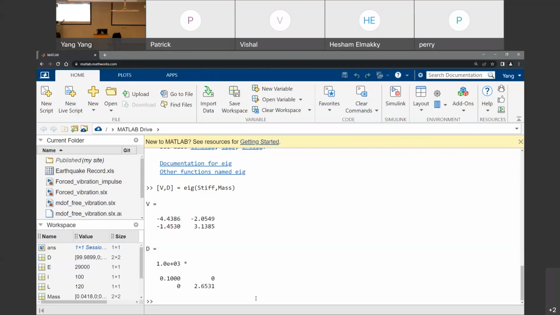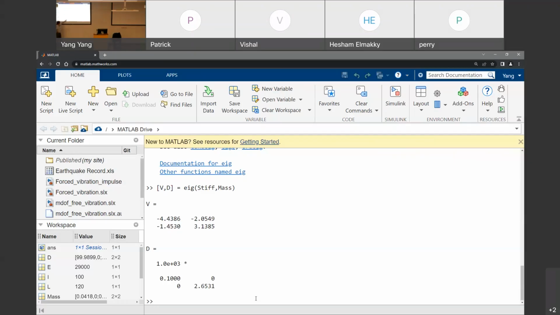What's the first eigenvalue here? It's 1,000 times 0.1, that's 100. So that's the square of the first natural frequency. If you take the square root of this one, what will you get over here? And how about the second one? Please check.